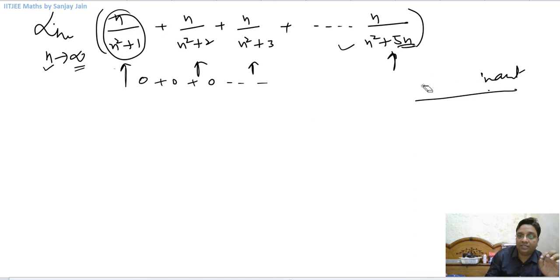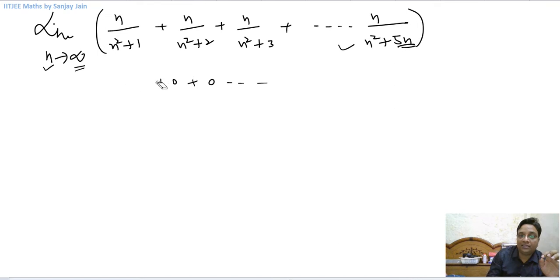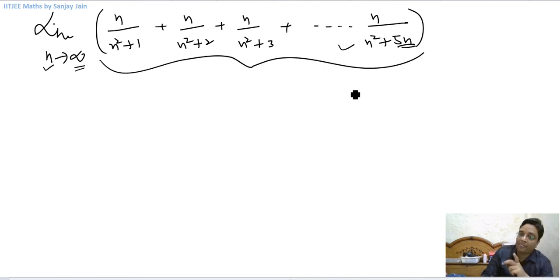To apply the squeeze play theorem, you need a function which is lesser than this given function, and you need a function which is greater than this. Both these functions should have the same limit as n tends to infinity. Then this function will have that limit, as per the squeeze play theorem.